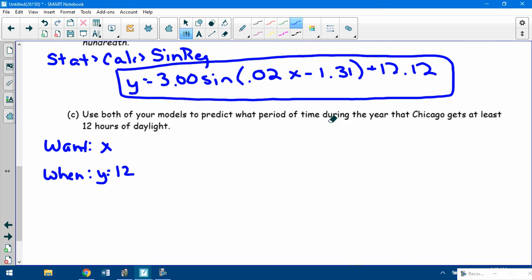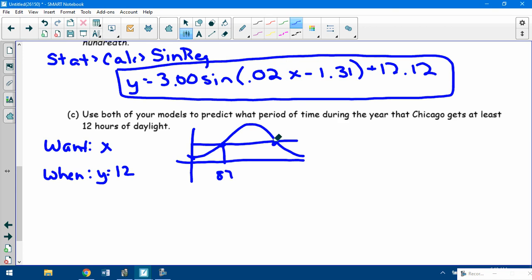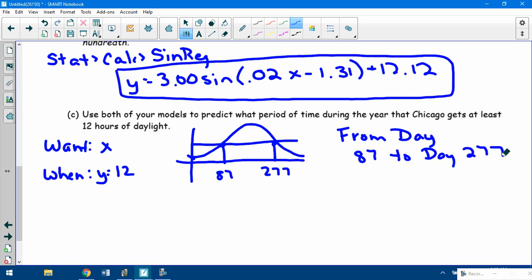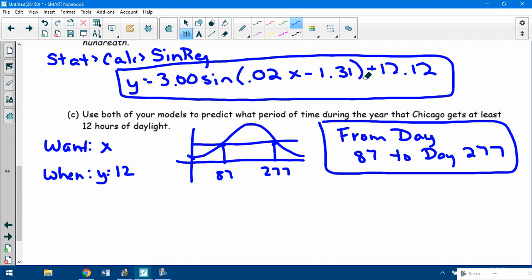Okay, so for work-wise, just show what we had. This was 87. This was 277. So there's at least 12 hours of sunlight from day 87 to day 277. We could figure out what month those were in if we wanted to. Probably March to October or something like that. All right, but that was my original equation.